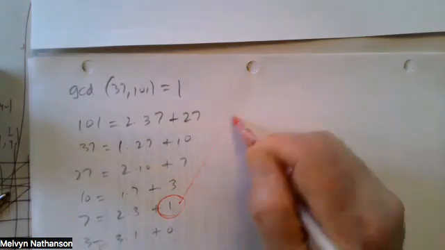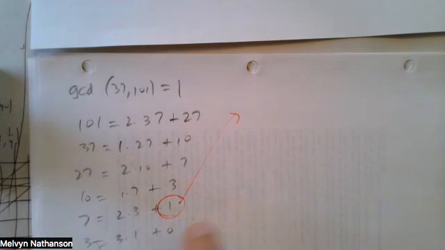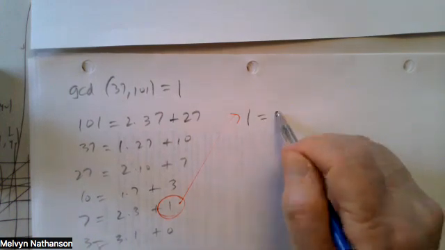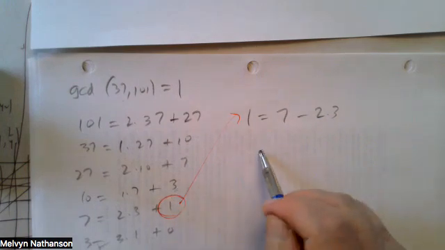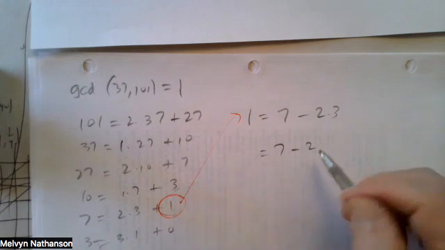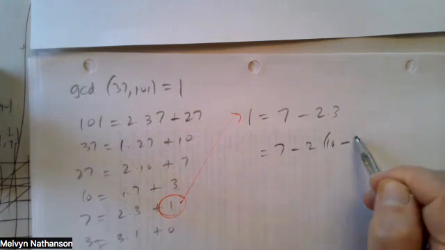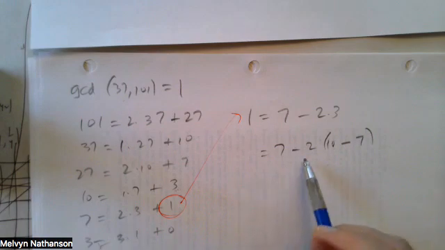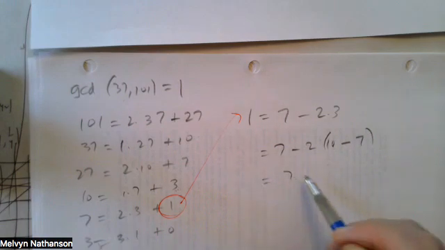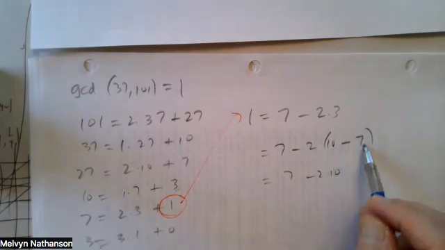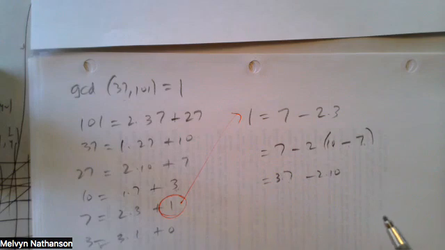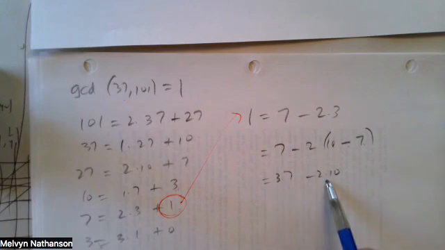So let's use this and work backwards. This says that 1 is 7 minus 2 times 3. But this says that 3 is 10 minus 7, so 1 is 7 minus 2 times 10 plus 2 times 7. 2 times 7 plus 7 is 3 times 7. So 1 is 3 times 7 minus 2 times 10. It just says 21 minus 20 is 1.